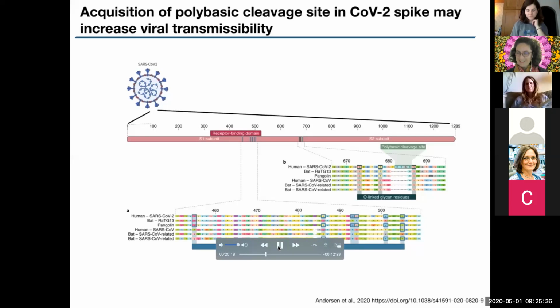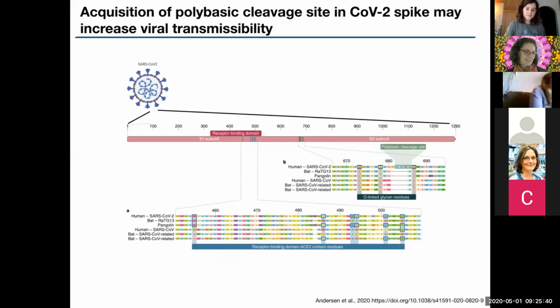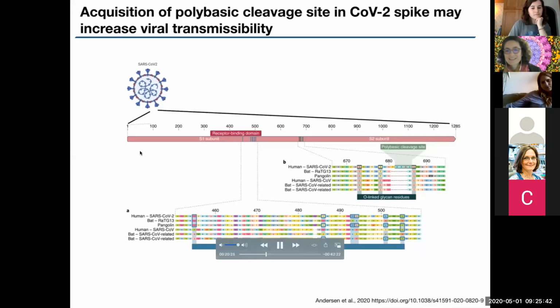And it's particularly important because insertion of the polybasic site in other viruses has been shown to increase transmissibility, particularly for pathogenic influenza viruses. So it's going to be important to figure out whether the same is true for SARS-CoV-2.